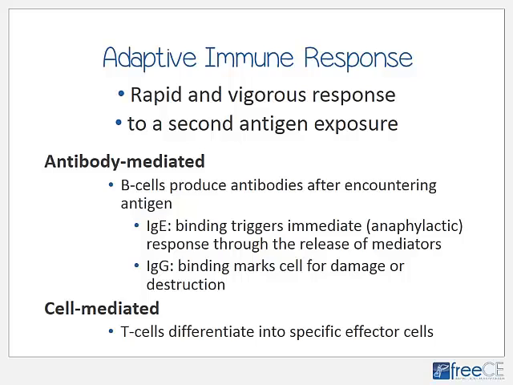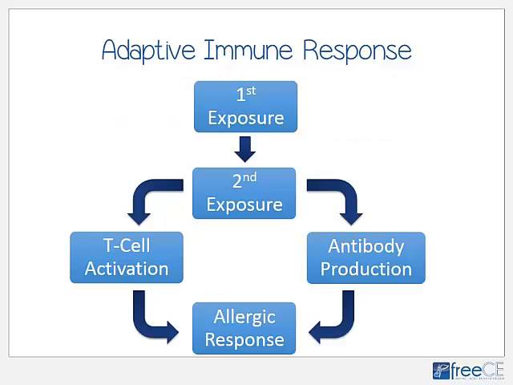so this is where you're going to see those types of reactions like rashes. So just to quickly bring that all back together, understand that there's the first exposure to the drug, then there's a second exposure to the drug. Now we have an immune response that's been activated. You can either have a response through T-cell mediated activation or antibody production. In either case, the ultimate result is the allergic response that's manifested in the patient.